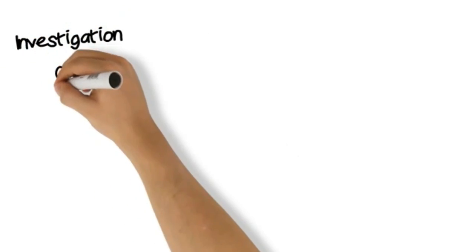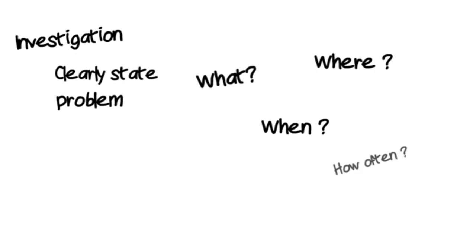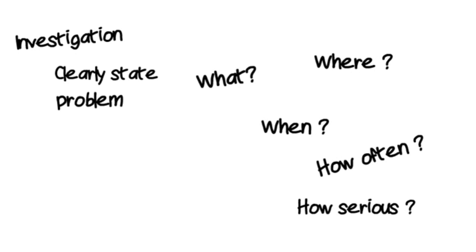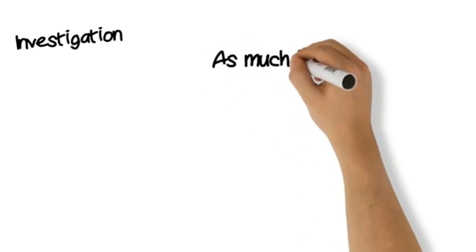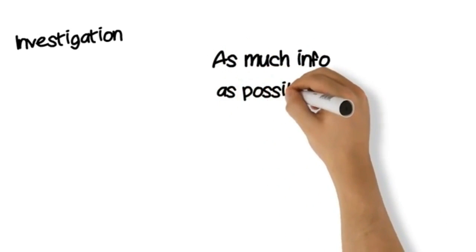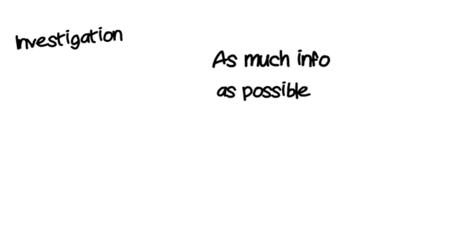You begin with an investigation to properly identify and describe the problem. We ask questions like what, where, when, how often, how serious, are there any limiting conditions? You can also ask questions like where or when might we have expected to find the problem but did not. In other words, the investigation is all about gathering as much information as possible about the problem with two objectives in mind.